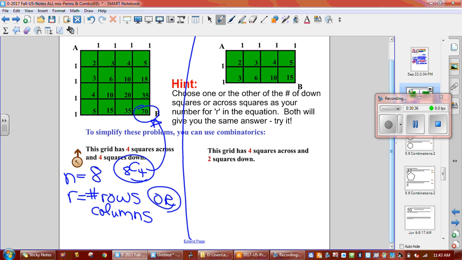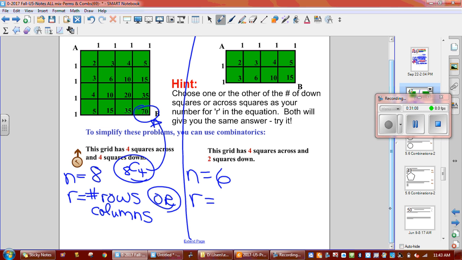Okay, the next one. When we count, how many does it have going across and down? What is our total number? What would our N be for the first one? 6. Good. What would R be then? We have 2 choices for R. What are our choices for R? Rows going across, how many do we have? 2. How many columns going down? 4. So we have 2 choices. We could use 2 or 4.